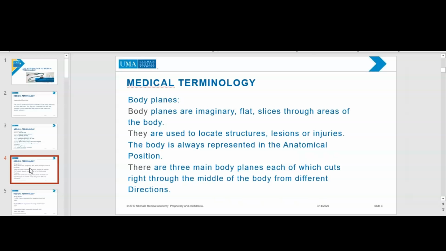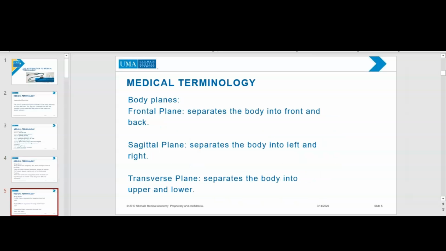Body planes. Body planes are imaginary flat slices through areas of the body. They are used to locate structures, lesions, or injuries. The body is always represented in the anatomical position. There are three main body planes, each of which cuts right through the midline of the body from different directions. So the three planes are the frontal plane, which separates the body into front and back; the sagittal plane, which separates the body into left and right; and the transverse plane, which separates the body into upper and lower.